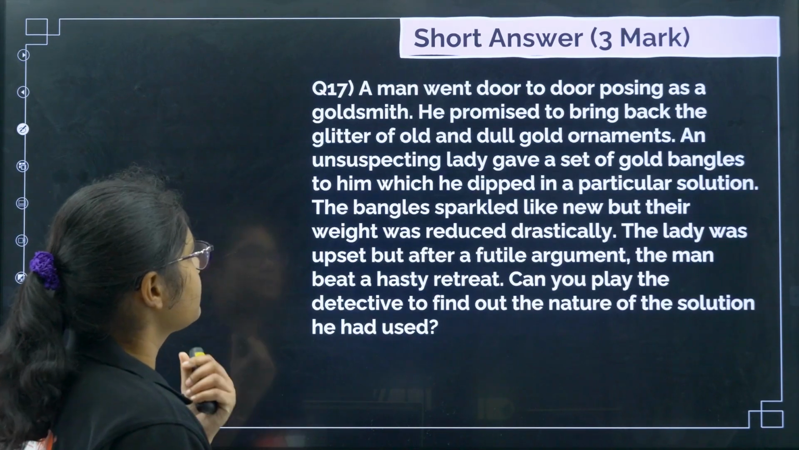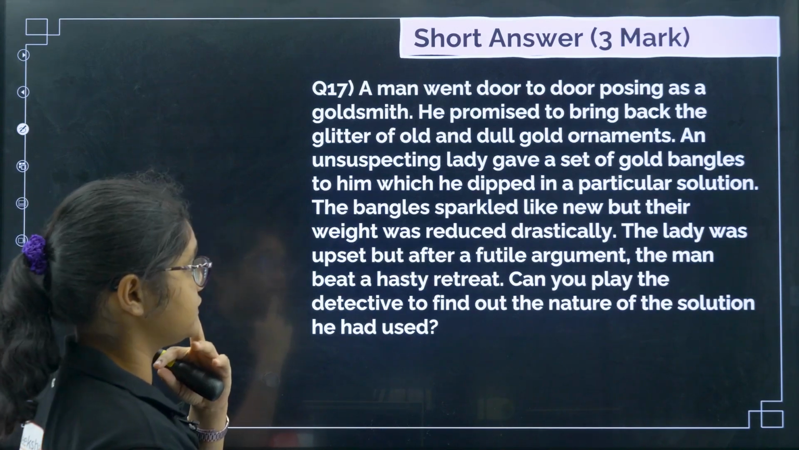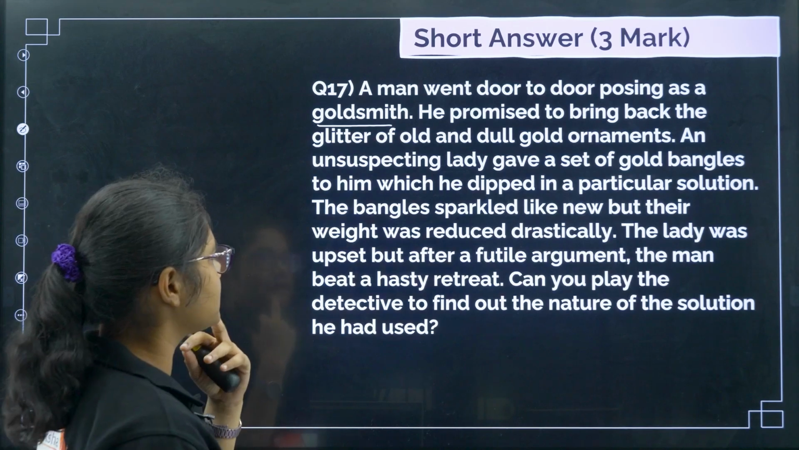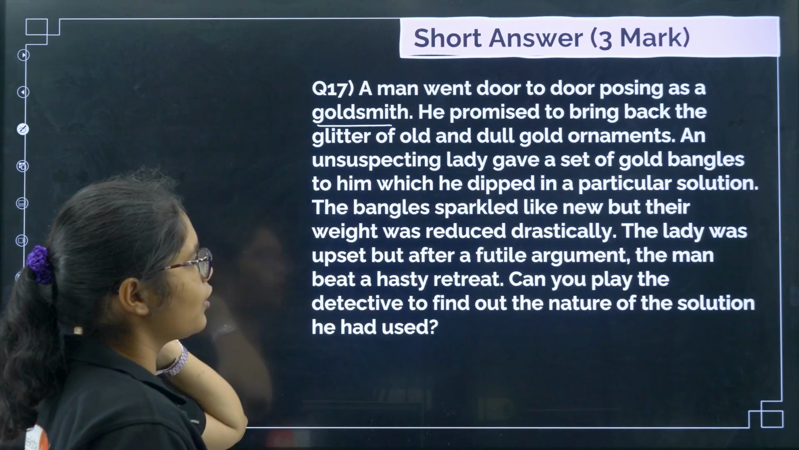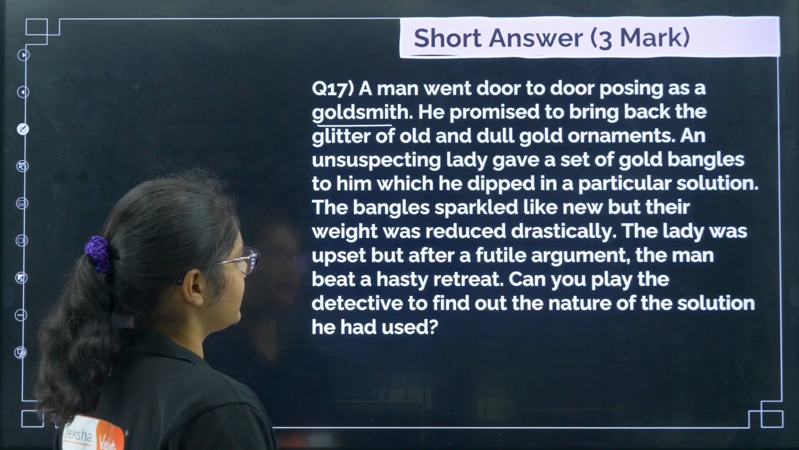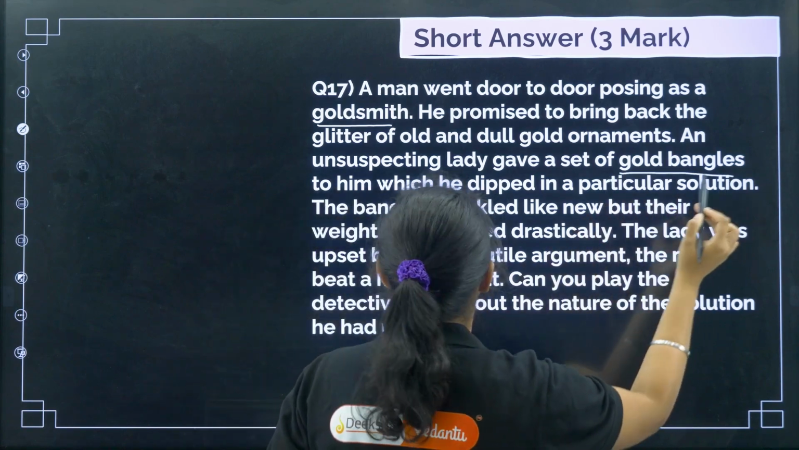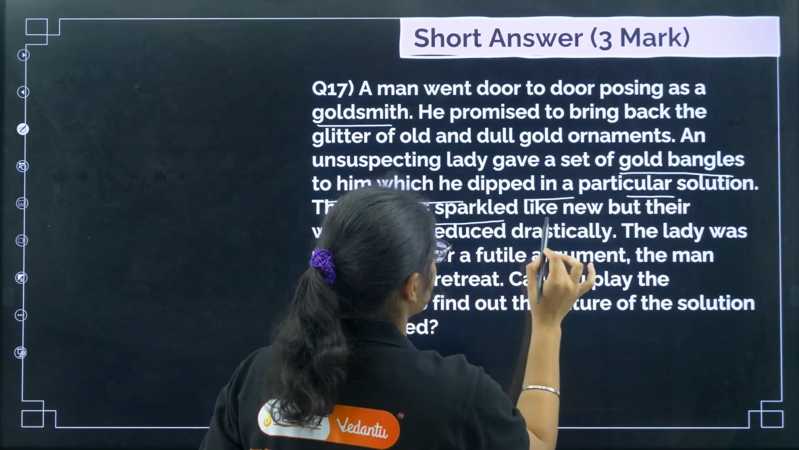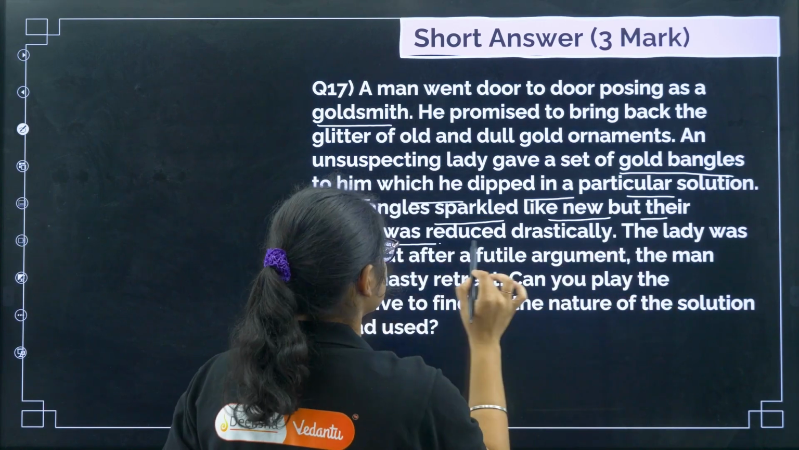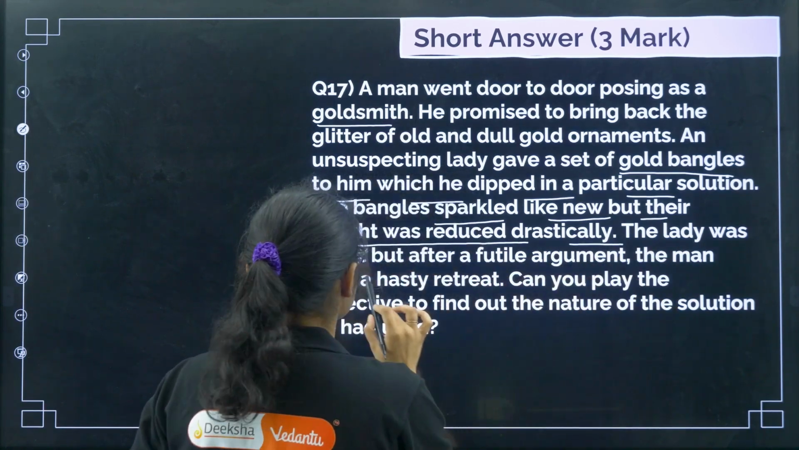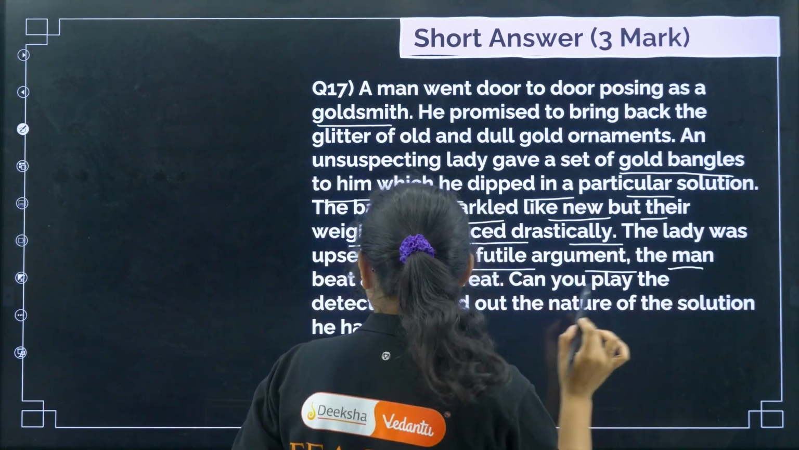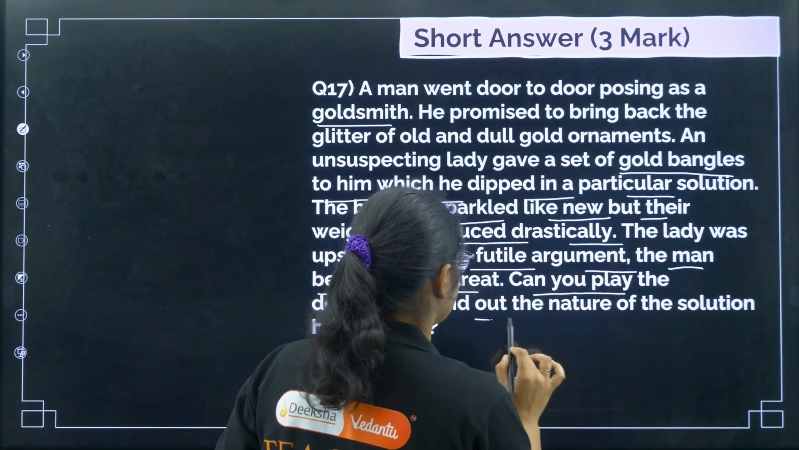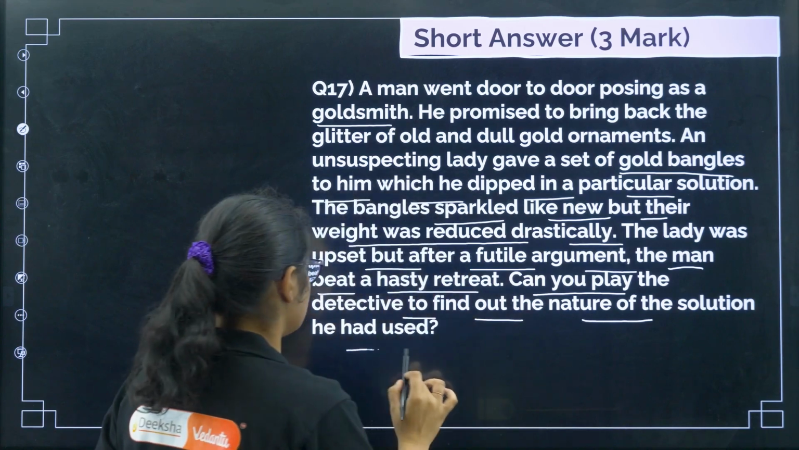Okay, next question. A man went door to door posing as a goldsmith. Okay, he was a goldsmith. He promised to bring back the glitter of the old and dull gold ornaments. An unsuspecting lady gave a set of gold bangles to him, which he dipped in a particular solution. The bangles sparkled like new, but their weight was reduced drastically. The lady was upset, but after a futile argument, the man beat a hasty retreat. Can you play the detective to find out the nature of the solution he had used?